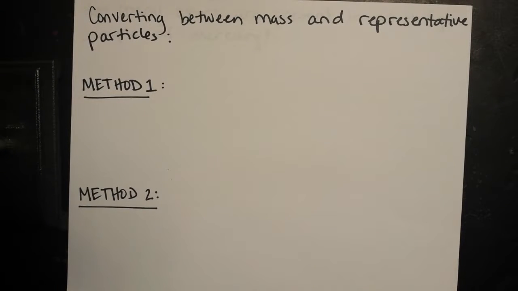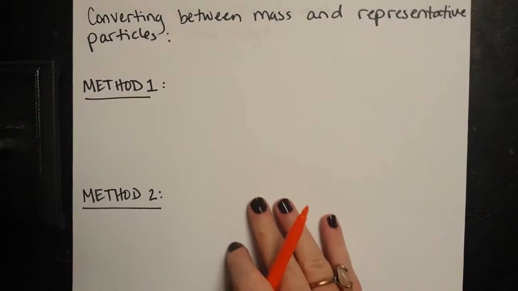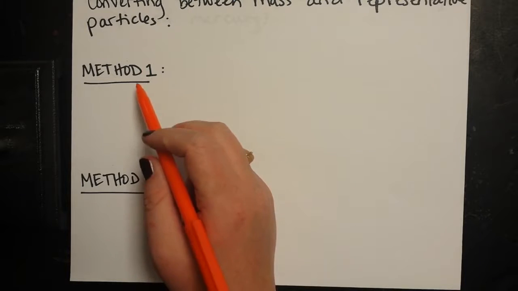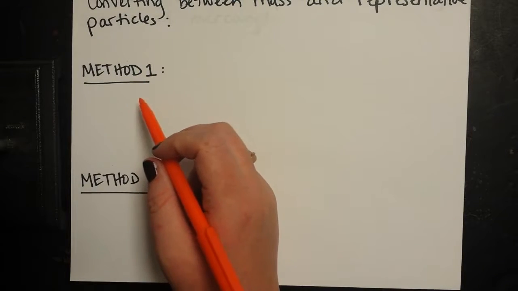Okay, so again, we know how to get between mass and moles, and we know how to get between moles and representative particles. Let's try to go the full distance, see if we can connect the two. Okay, so there's two methods. One method is the way that most people are taught and the way that I was taught, and I don't see anything wrong with it.